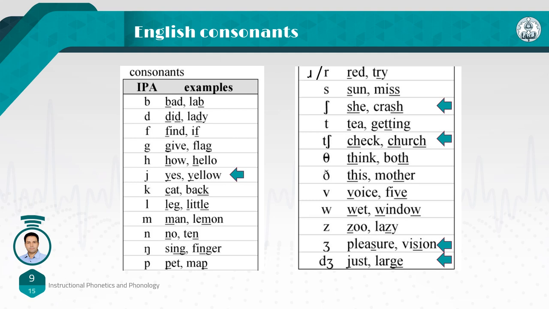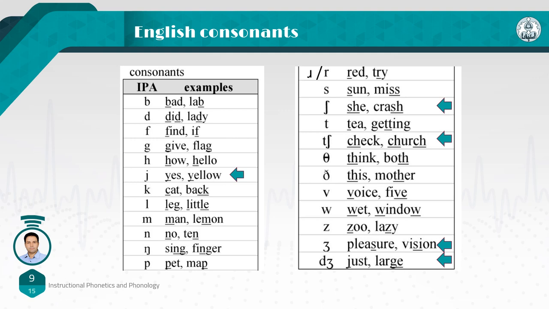If you look at the first row, you can see the IPA symbol is B, as in bad or lab. These are minimal sets. Next is D, as in did, lady, or as in find, if. Next, the symbol is just like letter G, but we use it for the sound of G, as in give, flag. Just notice symbols like this. So here, remember that G is not for J, it is for G.